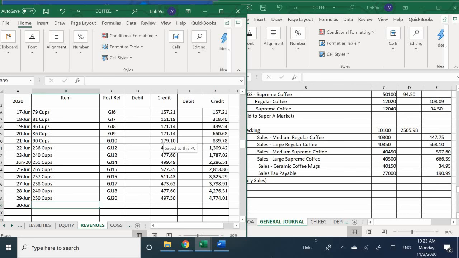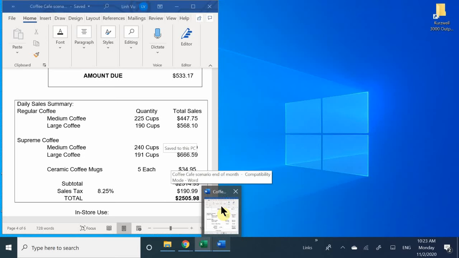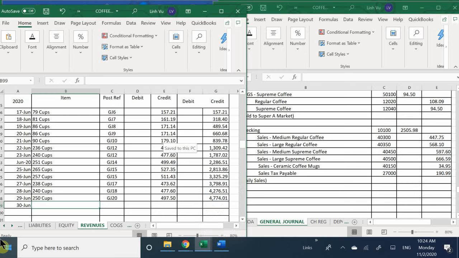The amount that we sold. Okay, so how many cups did we sell? Repeat that, I'm sorry. How many cups did we sell? I'll give you a flash. Here you go. We have 225 cups. Regular coffee, medium coffees, and the quantity 225. Good. 225 cups.